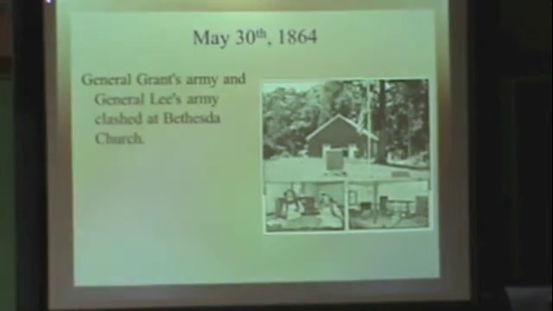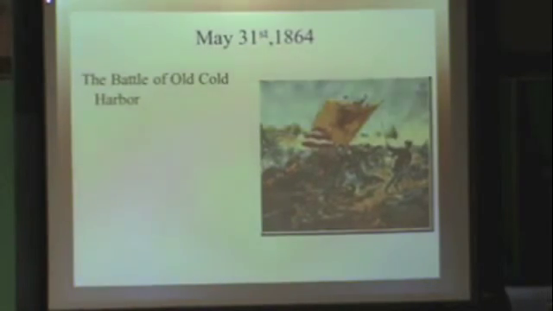Leading up to the Battle of Cold Harbor, Grant's army collided with Lee's forces on May 30th of 1864. The battle took place at Bethesda Church. The battle lasted all day, but the winner was inconclusive. The next day after the Battle of Bethesda Church, advanced units of the armies arrived at the crossroads of Old Cold Harbor.